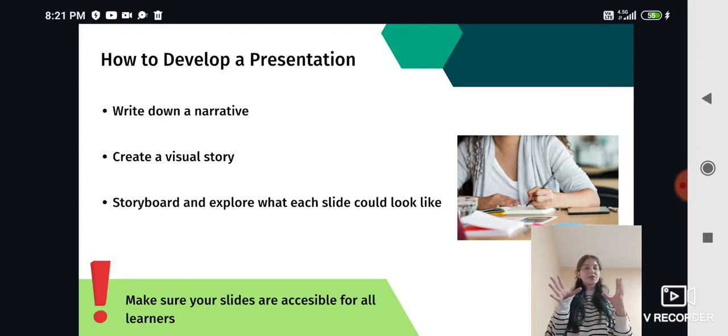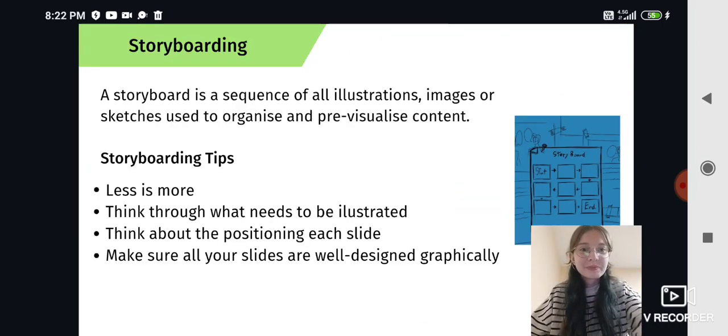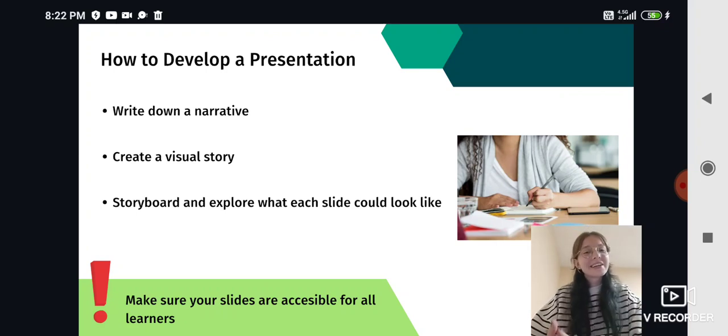And create something that looks beautiful so you can, like I'm saying again, get all your audience's attention so they listen to you during your presentation. And our third one is how your slides will look. Sorry guys. Our next one is to storyboard and explore what each slide should look like. You can do this by storyboarding, which I'm going to tell you about in the next slide.